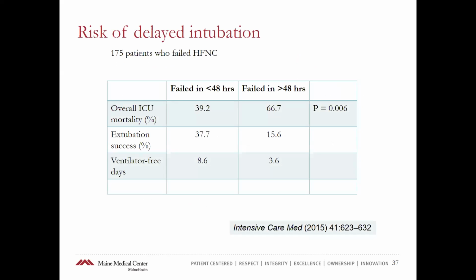This studied 175 patients who failed high flow, which is defined as needing intubation. Of the ones who failed in under 48 hours, the overall mortality was 39% for their ICU stay. In the ones who failed later, it was over 66%. That's a pretty striking difference. The patients who failed earlier, got intubated earlier, had better extubation success and more ventilator-free days. So the short message is, think about it, and if they're going to fail, make sure they fail. Don't drag it out. Go ahead and intubate them when they need it.